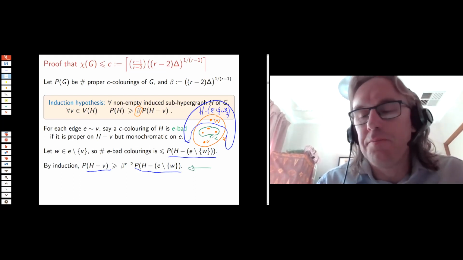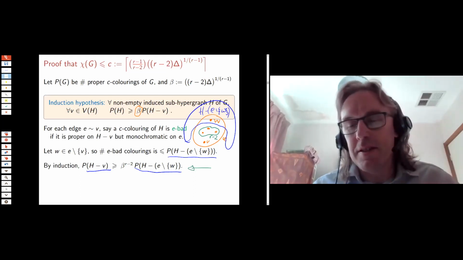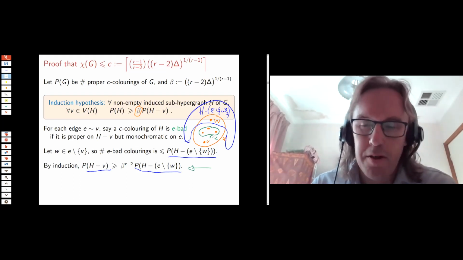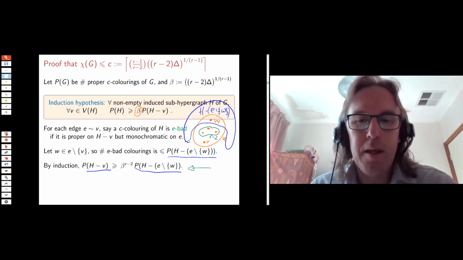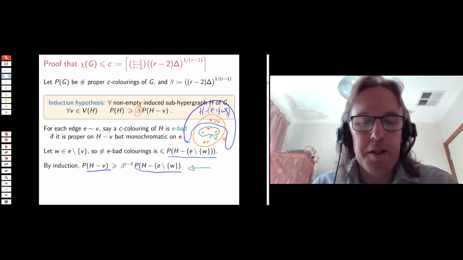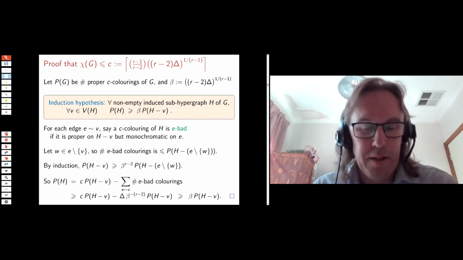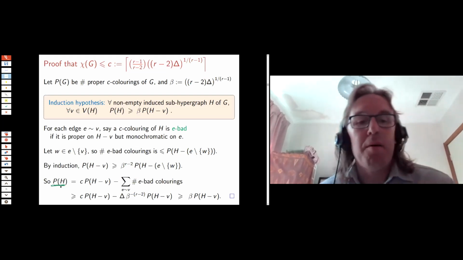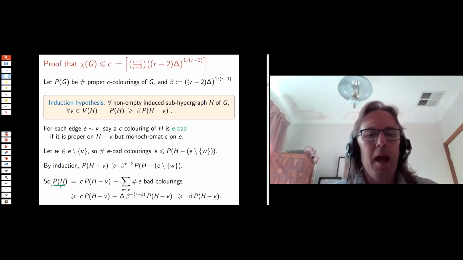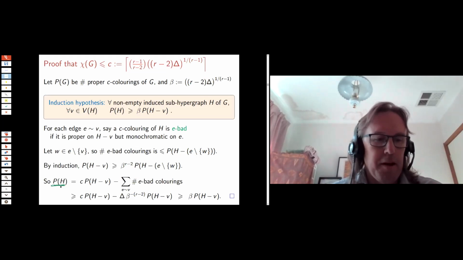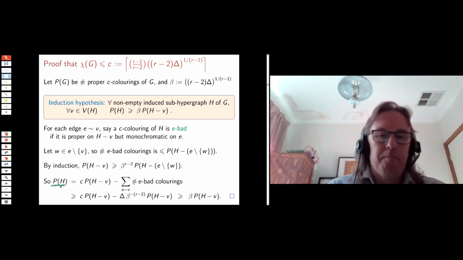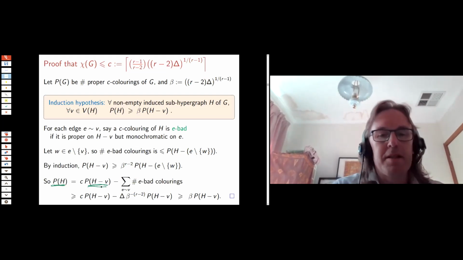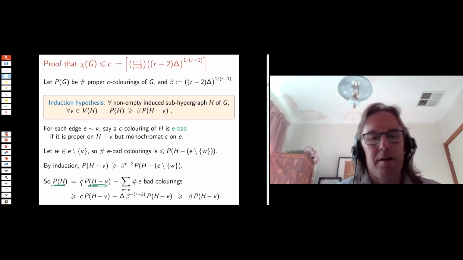And I know there's R minus 2 there because the edge E has got size R, and so there's R minus 2 vertices, not counting V and W. And now all I have to do is stick all these inequalities together. And here it is. I start with P of H, which is all of the proper colorings of H. And I can write an equality for how many such colorings there are. I take all the proper colorings of H minus V, and then I times that by C, because there's C ways to color the vertex V.